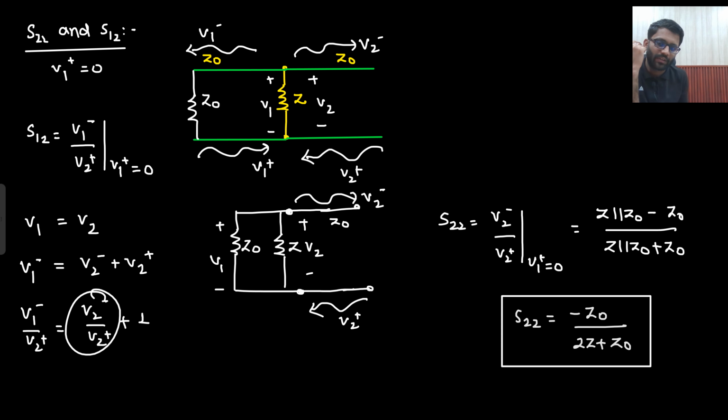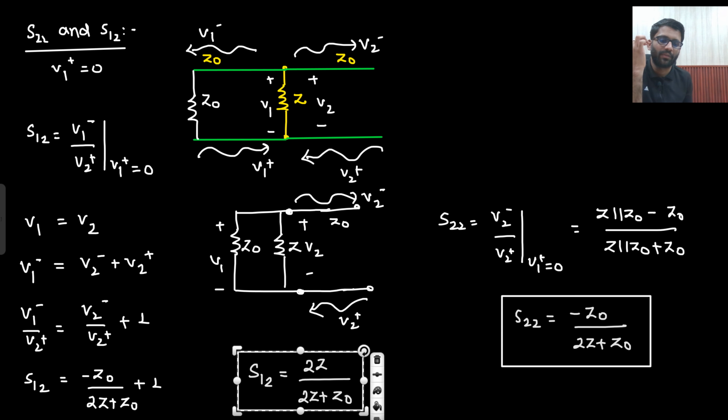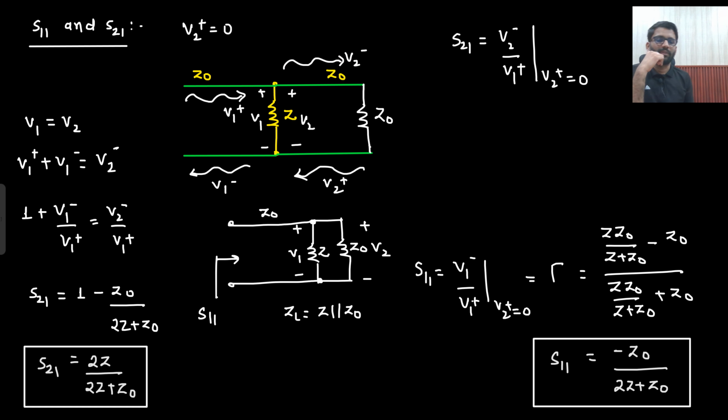Do I know the value of this one? Yes. What I need to find is this value. What is this equal to? S12. And when I put the value of this one, what am I going to get? Minus Z0 upon 2Z plus Z0, plus 1. So what you are getting: S12 equals the same thing that you got previously, 2Z upon 2Z plus Z0.